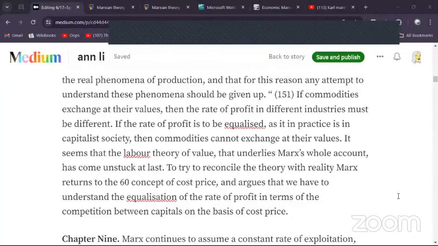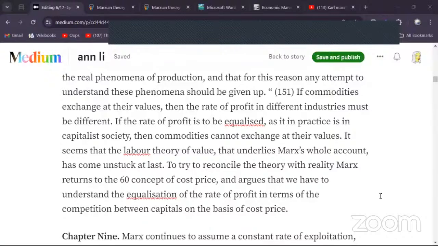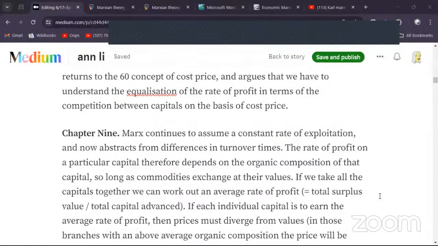in order to work out how exploitation works. And this is the problem that Roman was looking at, is that the labor theory of value assumes that you're shortcutting your own work by trying to hold the surplus value separate. Chapter 9. Marx continues to assume a constant rate of exploitation and now abstracts from differences in turnover time.